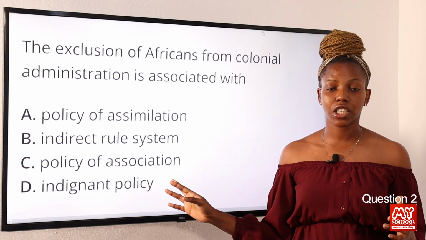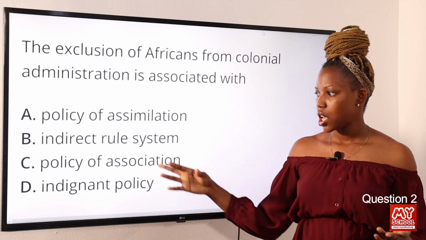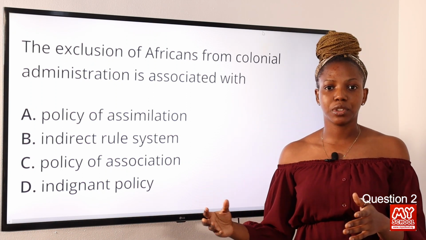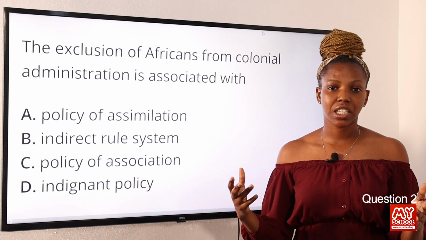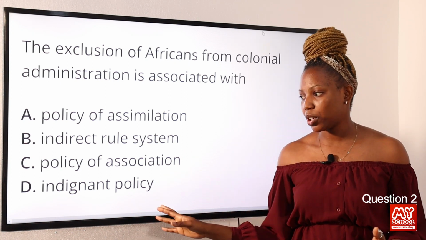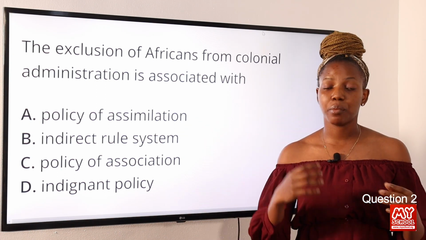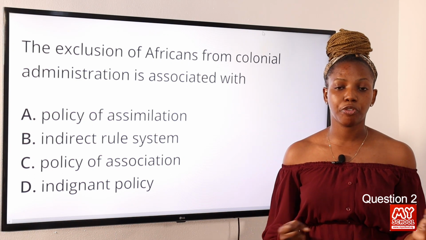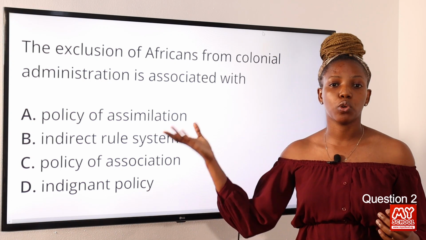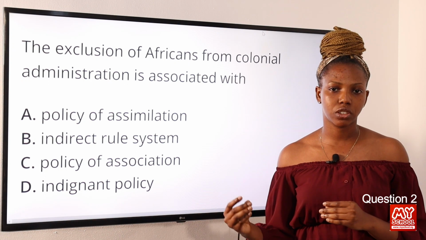Policy of association came as a result of the failure of policy of assimilation, and it involved the Africans. Indirect rule was imbibed by the British, and it actually involved the Africans in policy making and in the administration indirectly, as the word implies. Indigenous policy was also from the French, and it's under the policy of assimilation, and it involves the imprisonment of Africans without trial, forced labor, denial of freedom of speech, and all of that. So indigenous policy can be ascribed under policy of assimilation. So the answer to this question in general is option A, policy of assimilation.